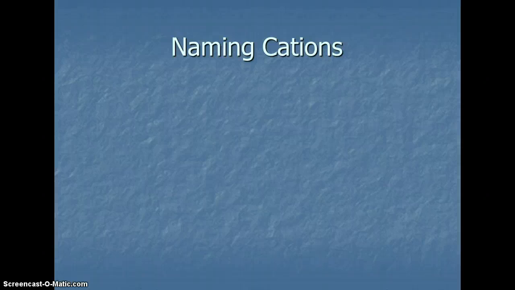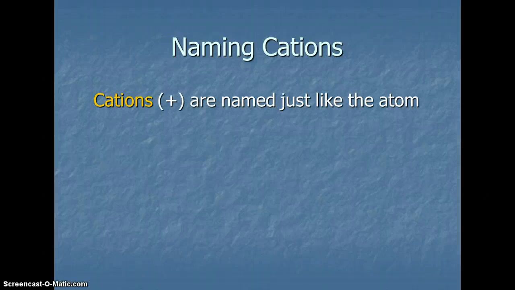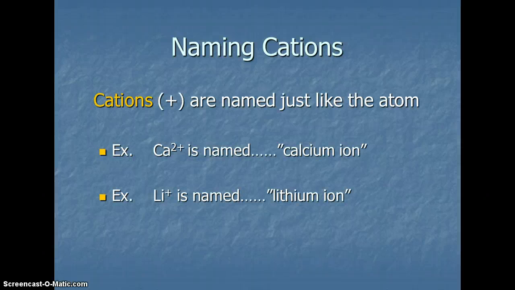So let's talk about naming these cations. They're named just like the atom. For example, Ca2+ is named the calcium ion. Li+ is named the lithium ion. Pretty easy to remember that.